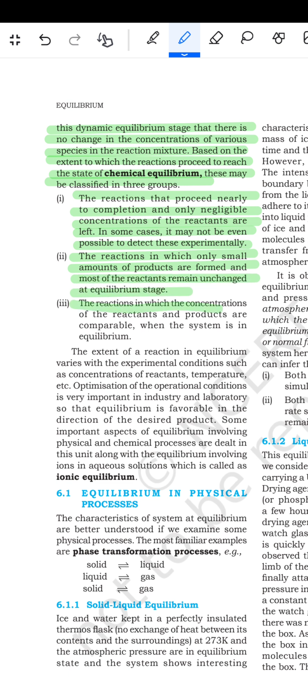और तीसरा, the reactions in which the concentrations of the reactants and the products are comparable when the system is in the equilibrium. The extent of the reaction in the equilibrium varies with the experimental conditions such as the concentration of the reactants, temperature, etc. Optimization of the operational conditions is very important in the industry and the laboratory, so that equilibrium is favorable in the direction of the desired product. Some important aspects of the equilibrium involving physical and the chemical processes are dealt with in this unit, along with the equilibrium involving ions in the aqueous solution, which is called the ionic equilibrium.